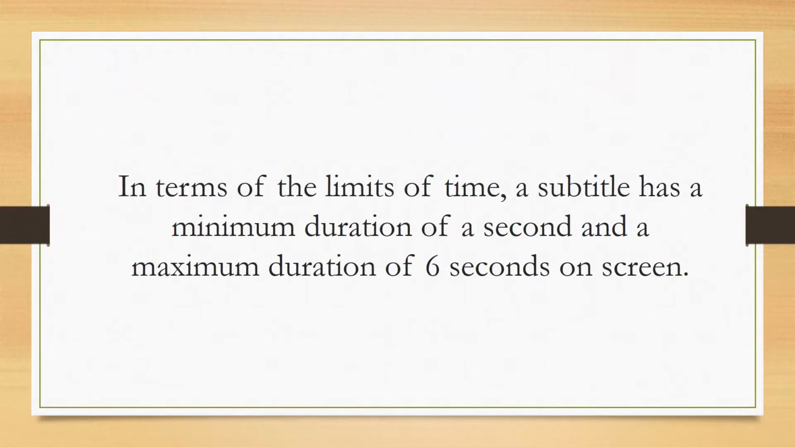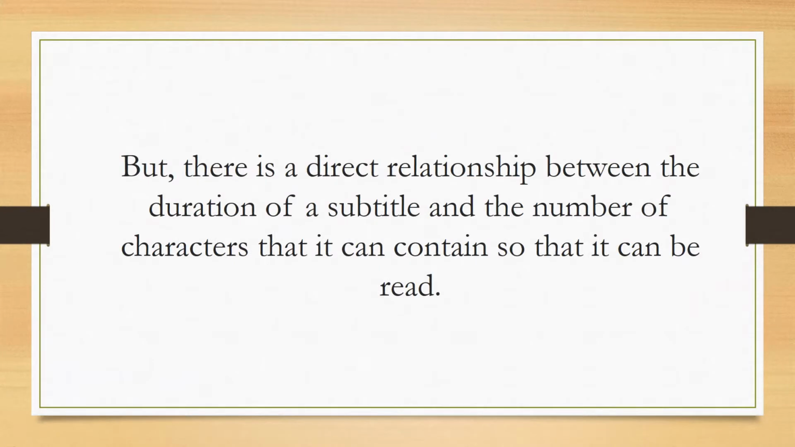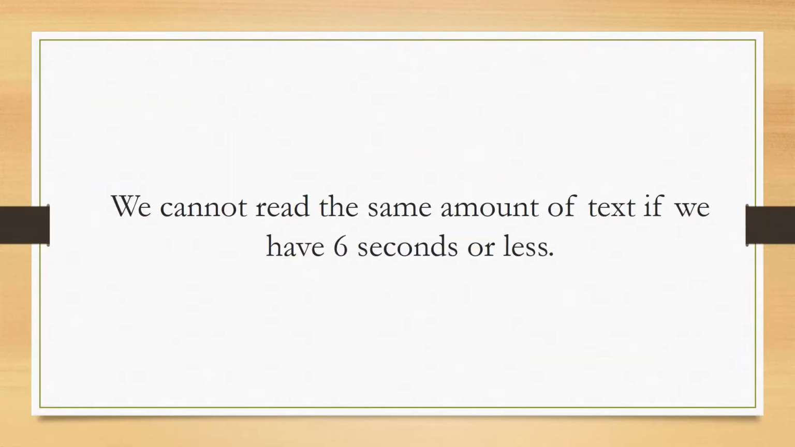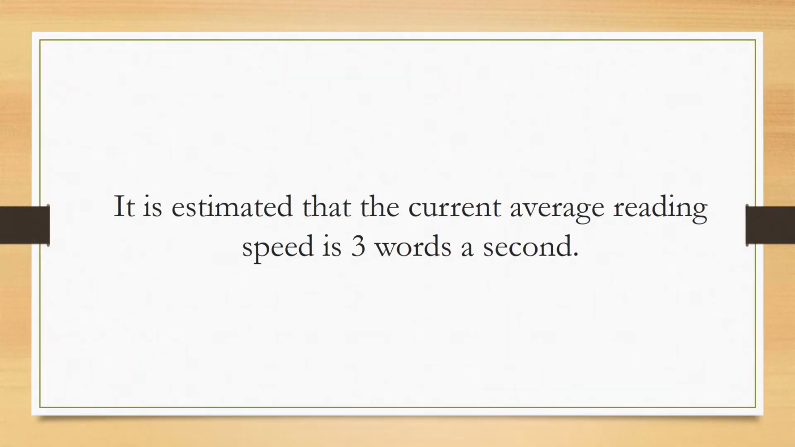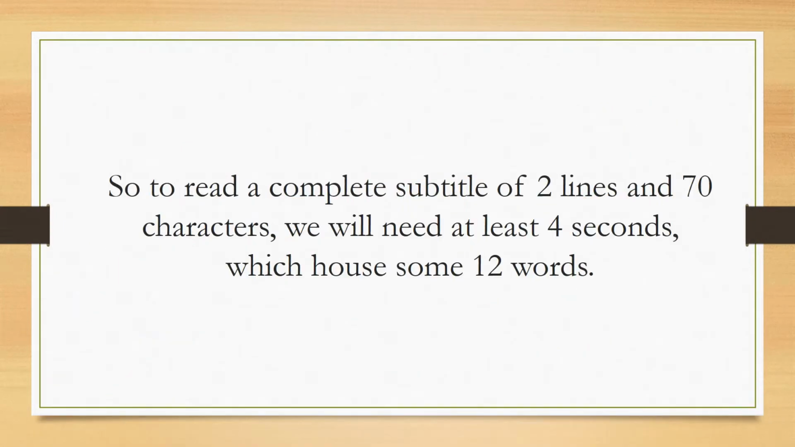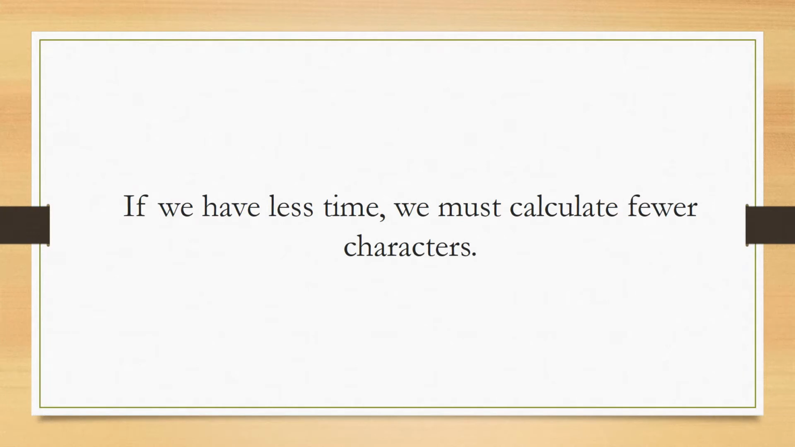In terms of the limits of time, a subtitle has a minimum duration of a second and a maximum duration of 6 seconds on screen. But there is a direct relationship between the duration of a subtitle and the number of characters that it can contain so that it can be read. These parameters are based on an average reading speed. We cannot read the same amount of text if we have 6 seconds or less. It is estimated that the current average reading speed is 3 words a second. So to read a complete subtitle of 2 lines and 70 characters, we will need at least 4 seconds, which house some 12 words. If we have less time, we must calculate fewer characters.